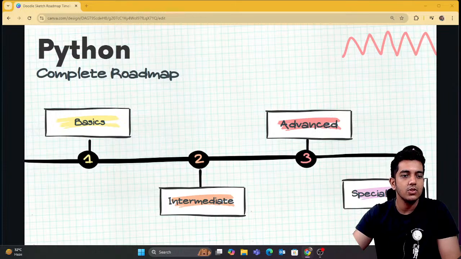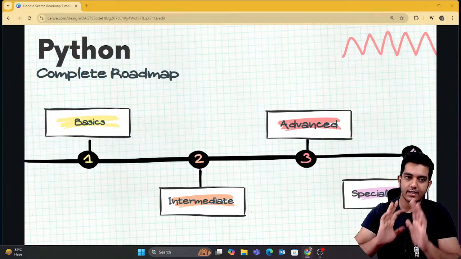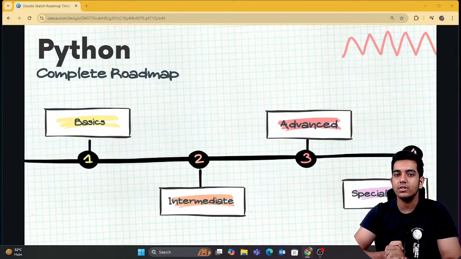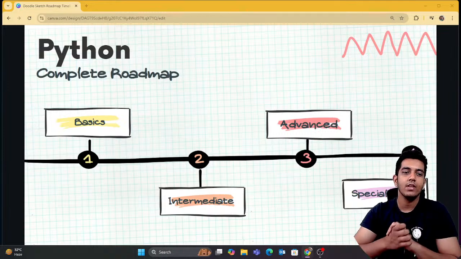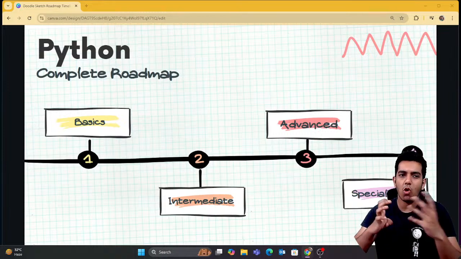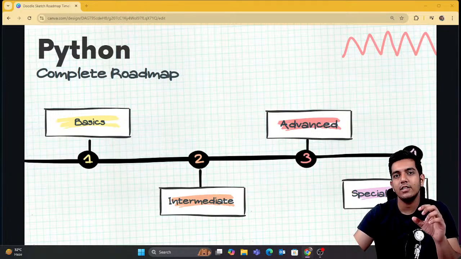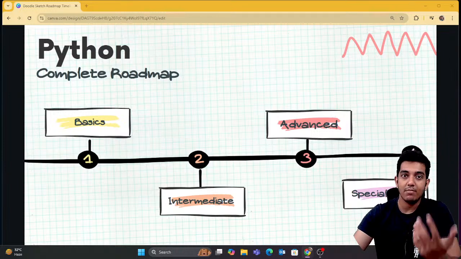So let's begin. So first of all, what is Python? So Python is basically a versatile programming language with a wide range of uses across various fields. So here are some of the most common applications which you would see people using Python for. Okay, so the first application would be, I would say, web development.